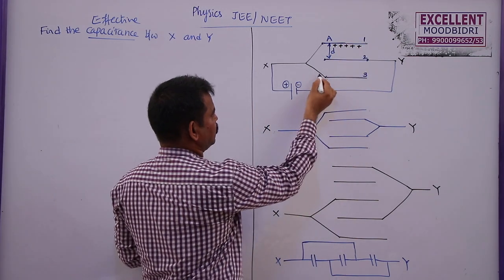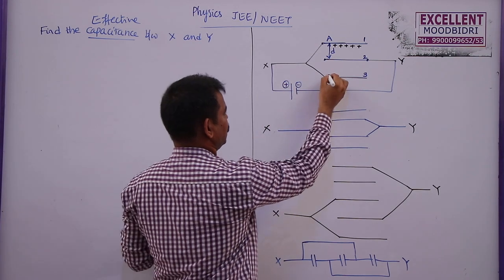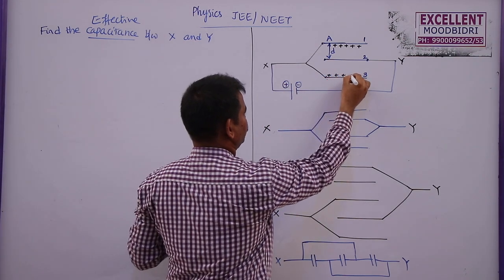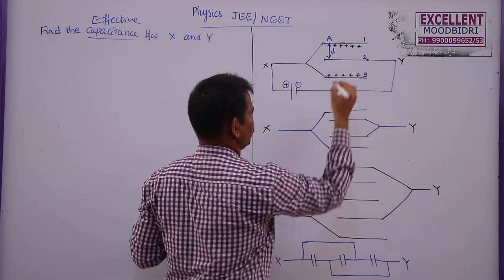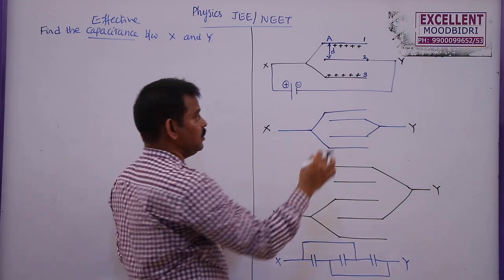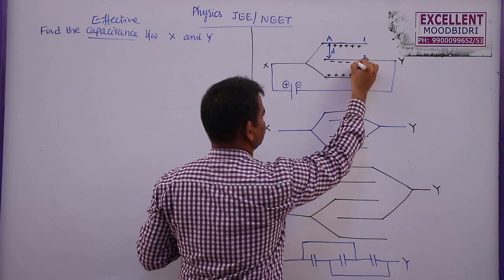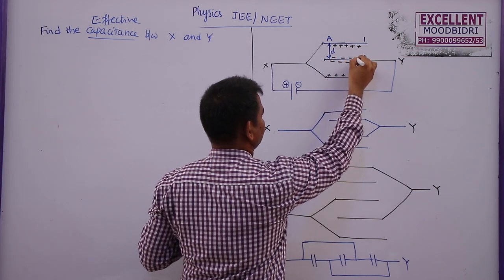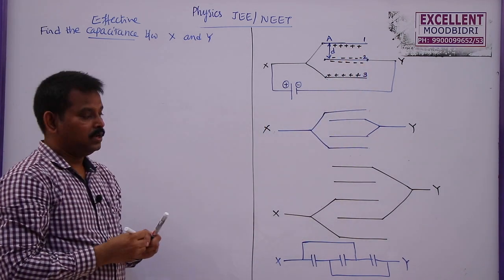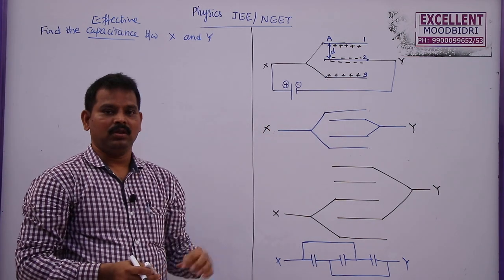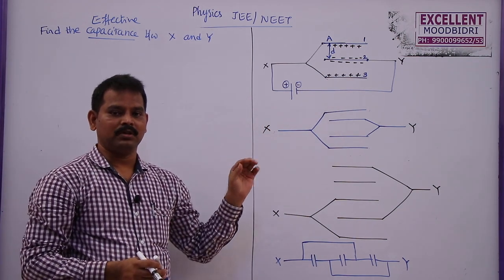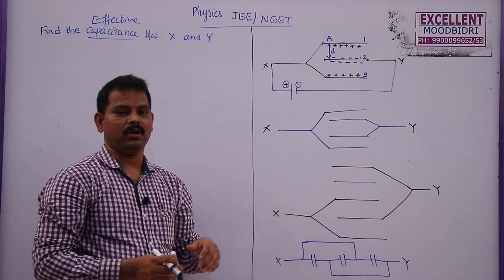Similarly, third plate is also connected to positive terminal. This plate will also get a positive charge. But second plate is connected to the negative terminal here. So this will get a negative charge on both sides. Condition is, in any of these diagrams, the total positive plates must be equal to total number of negative plates.